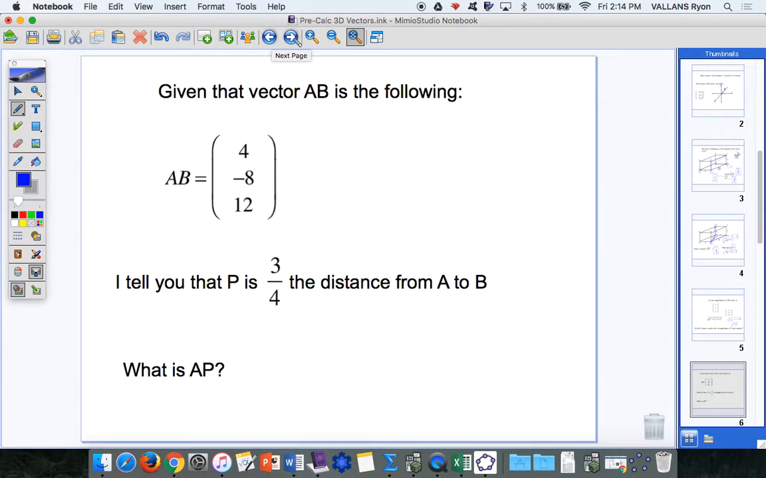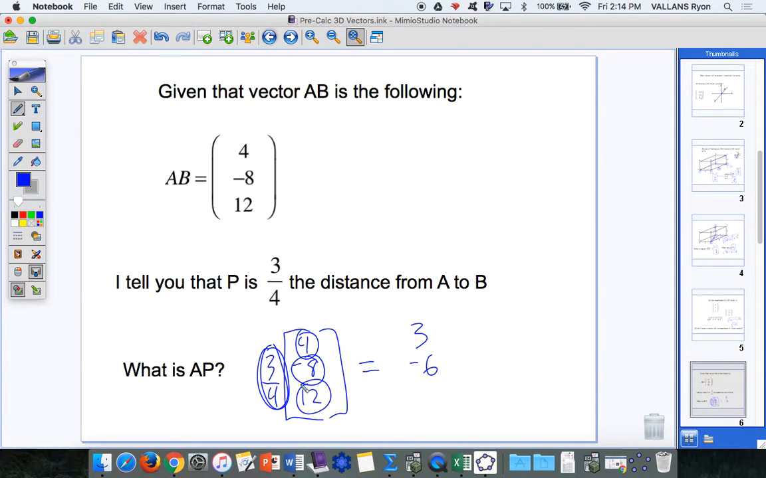Okay. Given that vector AB is the following, I tell you that P is 3/4 the distance from A to B. What is AP? Well, it's really, short version is 3/4 times 4, -8, 12. This goes back to our scalar multiplication. If you want to simplify, you could take 3/4 times the 4, get you 3. 3/4 times the -8, get you -6. And 3/4 times 12, which would get you 9. Either answer would be correct.